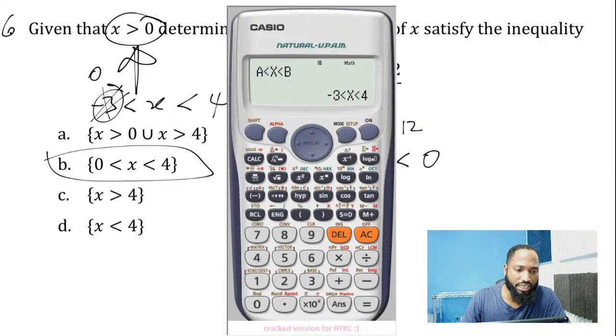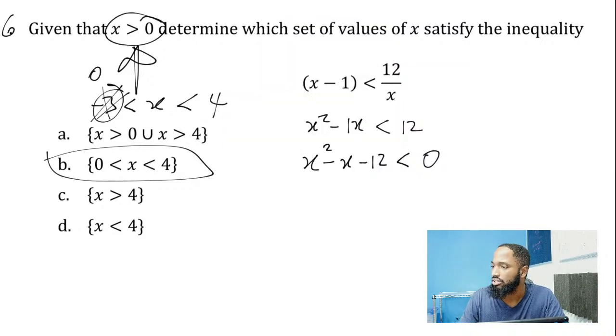this question is probably a brain teaser. So why are you ignoring the negative 3? Because they say x must be greater than 0. Negative 3 is not even in the question to begin with. No, it's like this. Let me show you what I mean.